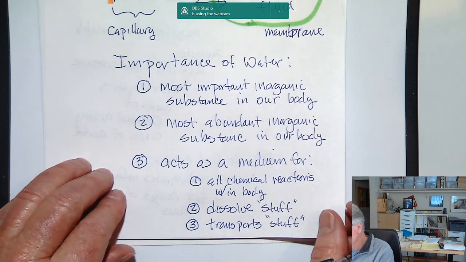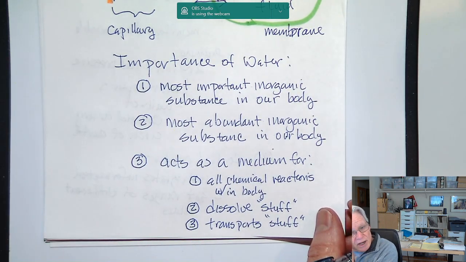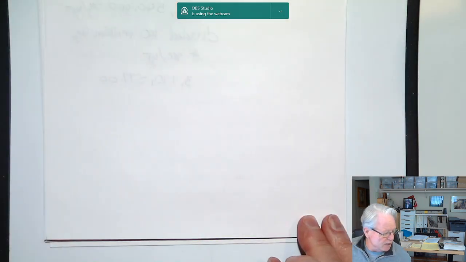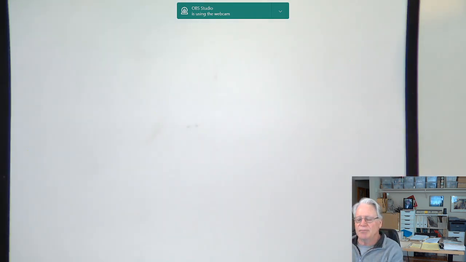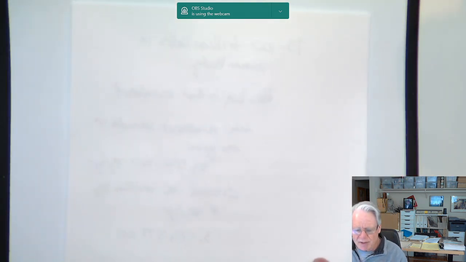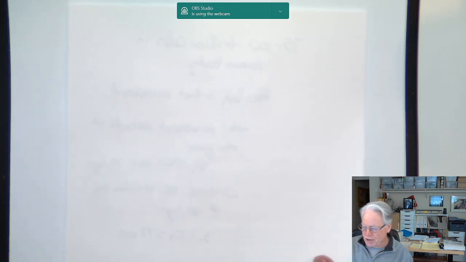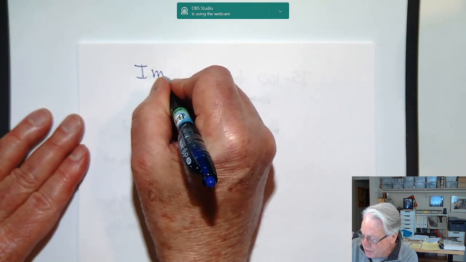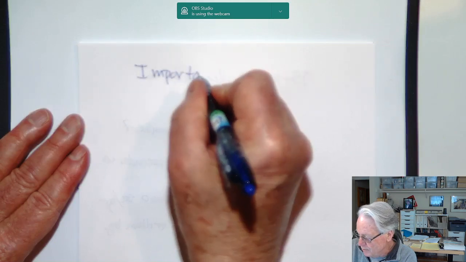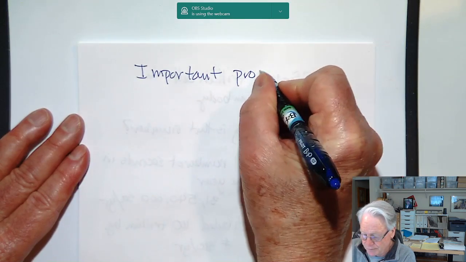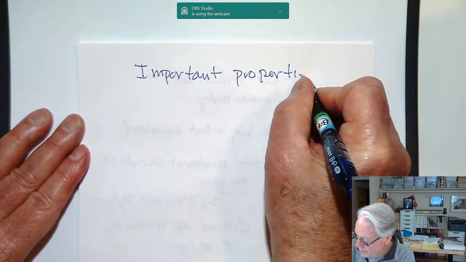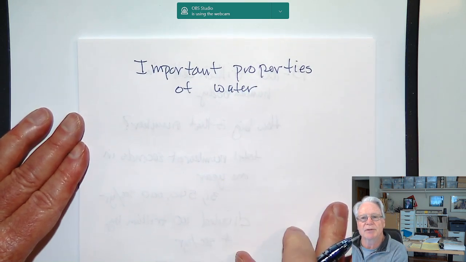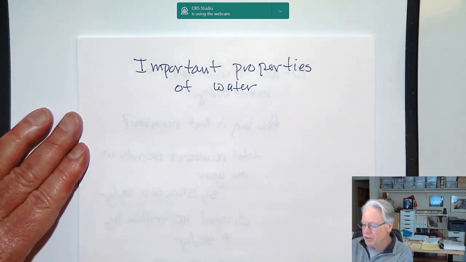Okay. So this just gives you an idea of why we need to talk about water. But let's go ahead and expand a little bit on this idea of why water is important and talk about the important properties of water. So what is it about water that makes it so important? What properties does it have? So let's go ahead and make that list, and then we'll start looking at each one of these properties in more detail. So, important properties of water. We're going to list them, and then we'll go into the details.